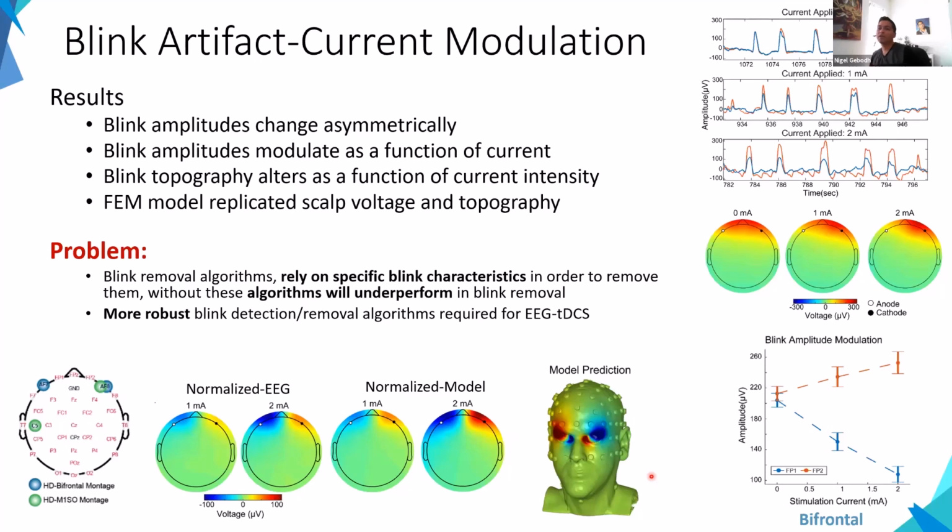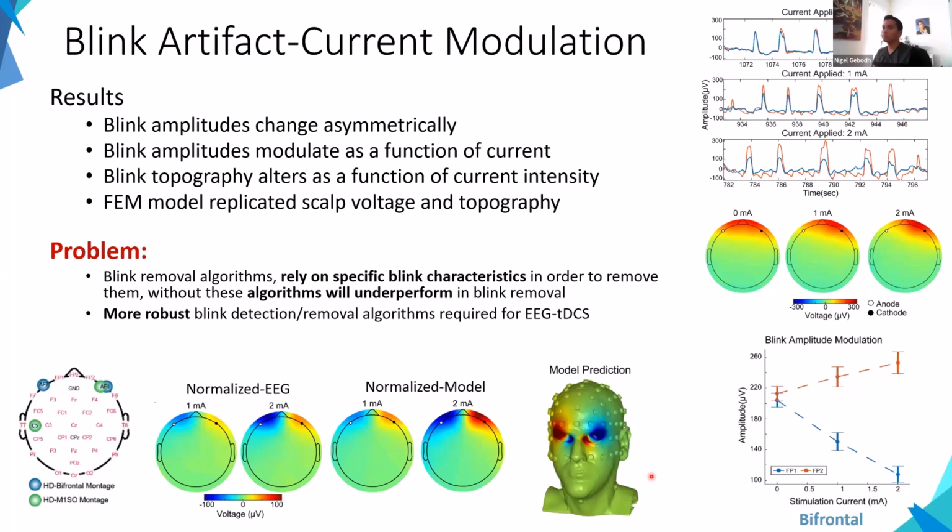And so the problem with these changes in the blink amplitudes is that blink removal algorithms rely on specific characteristics of the blinks in order to remove them. If these characteristics change, then the algorithms would underperform and we would get this noise introduced in our data, and it would be exacerbated because of the stimulation. So again, it points to the need for more robust artifact removal techniques for blink removal.